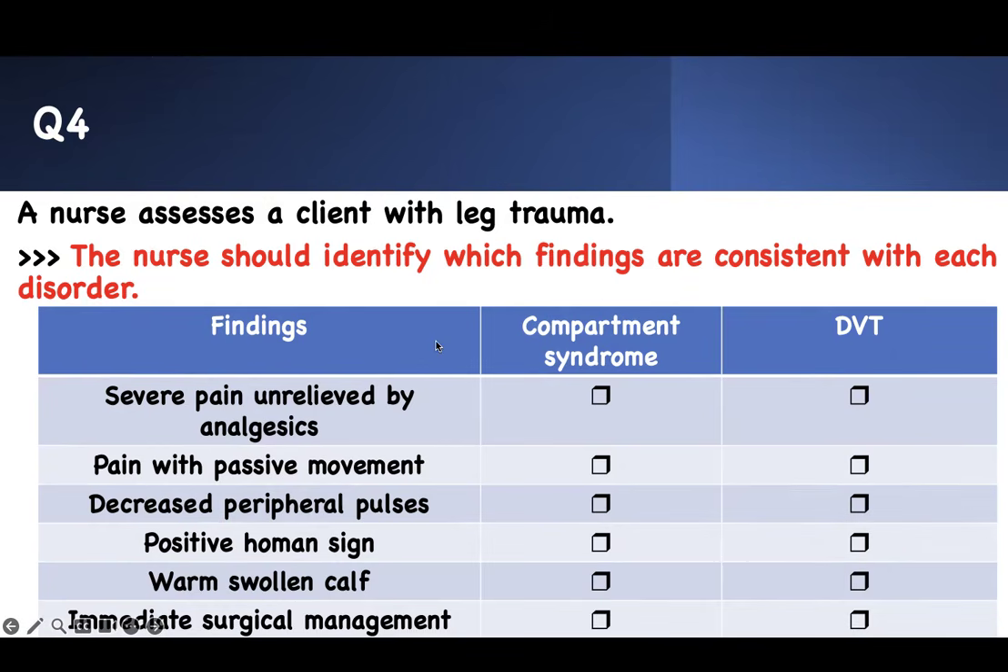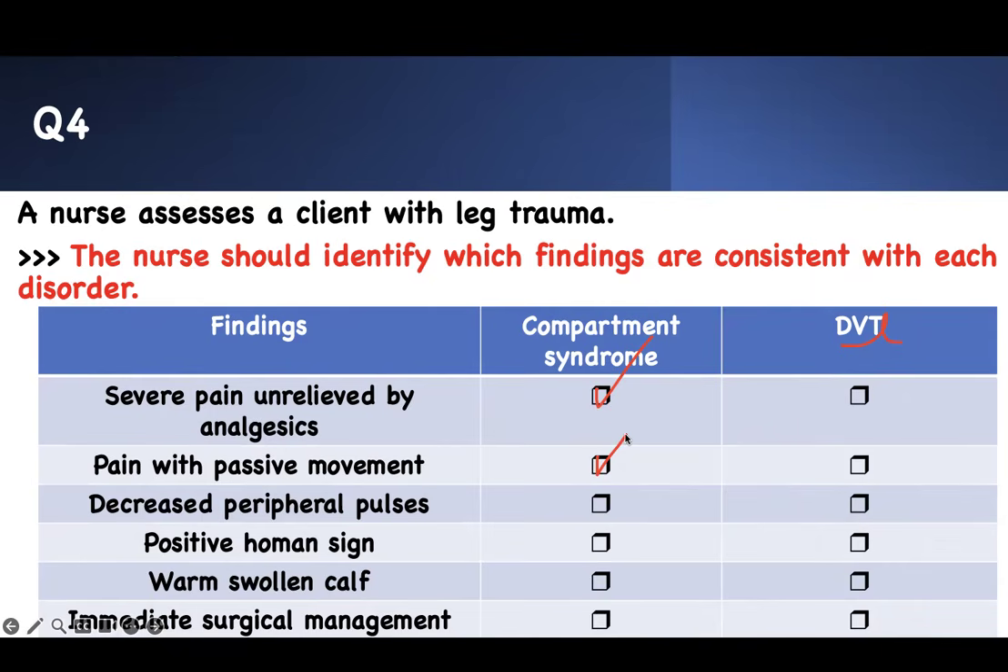Next, assess a client with leg trauma. Who do you think has compartment syndrome, and who has DVT, deep vein thrombosis? Severe pain unrelieved by analgesic is compartment syndrome. When you have DVT, it has nothing to do with severe pain. Even when I give analgesics, it doesn't resolve the pain. In compartment syndrome, when you just move your leg, it hurts because the muscle is dying. That's pain with passive range of motion.